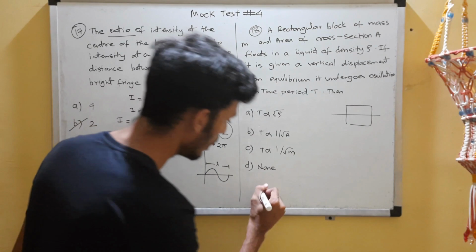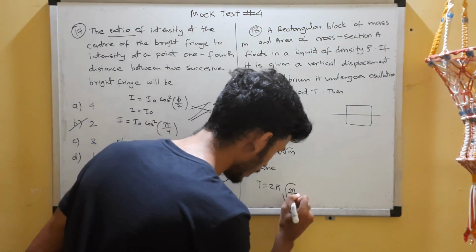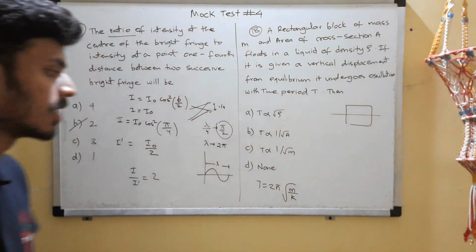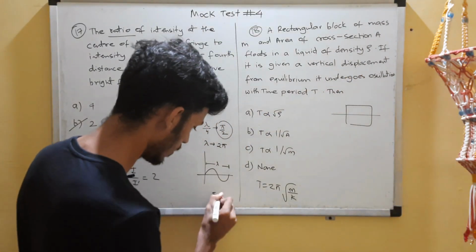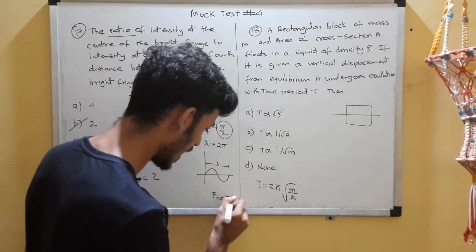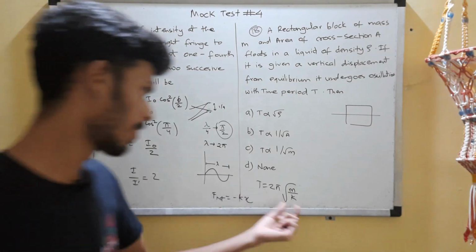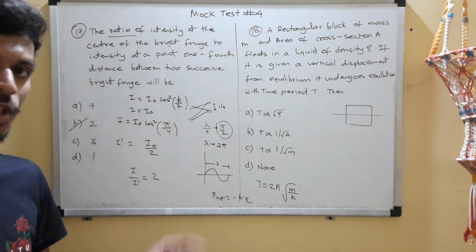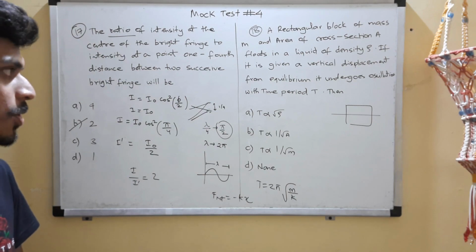The time period of an SHM is given as 2 pi under root m by k. You can find this k using the equation of SHM: F net in SHM is minus kx. So you can find k from here, and your time period is inversely proportional to the square root of k. That is what we are supposed to find.